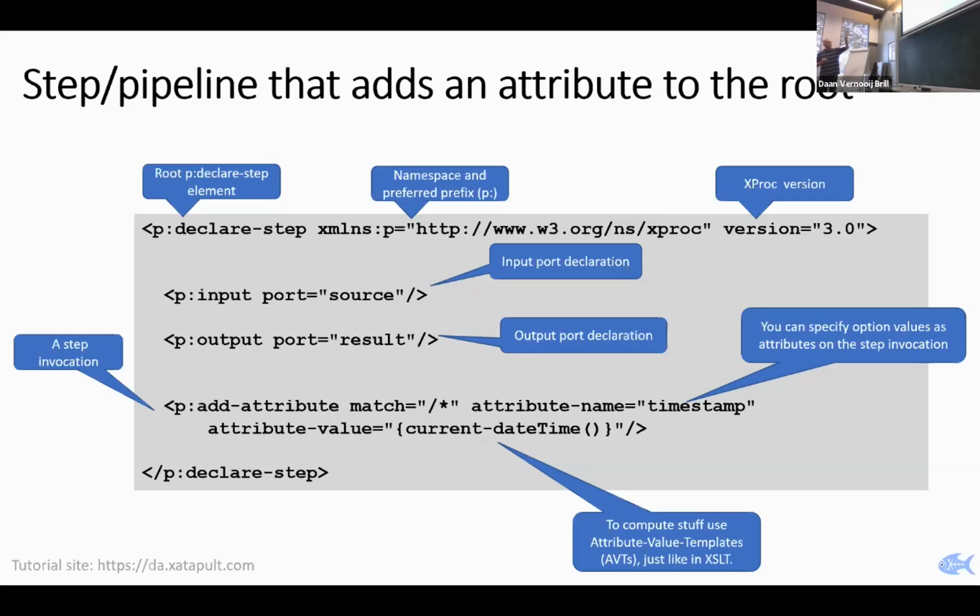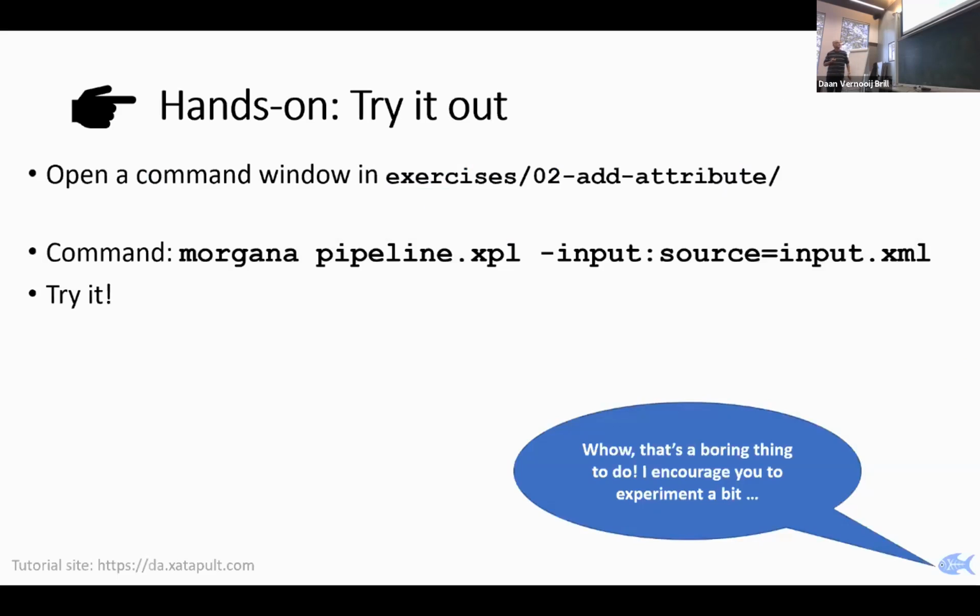So this is a very, very, very basic XProc pipeline. What I want you to do is see if this actually works. So if you go to exercise 02 add attribute and you run this command line, and for the Unix users, it's morgana.sh. See if actually the attribute is added.